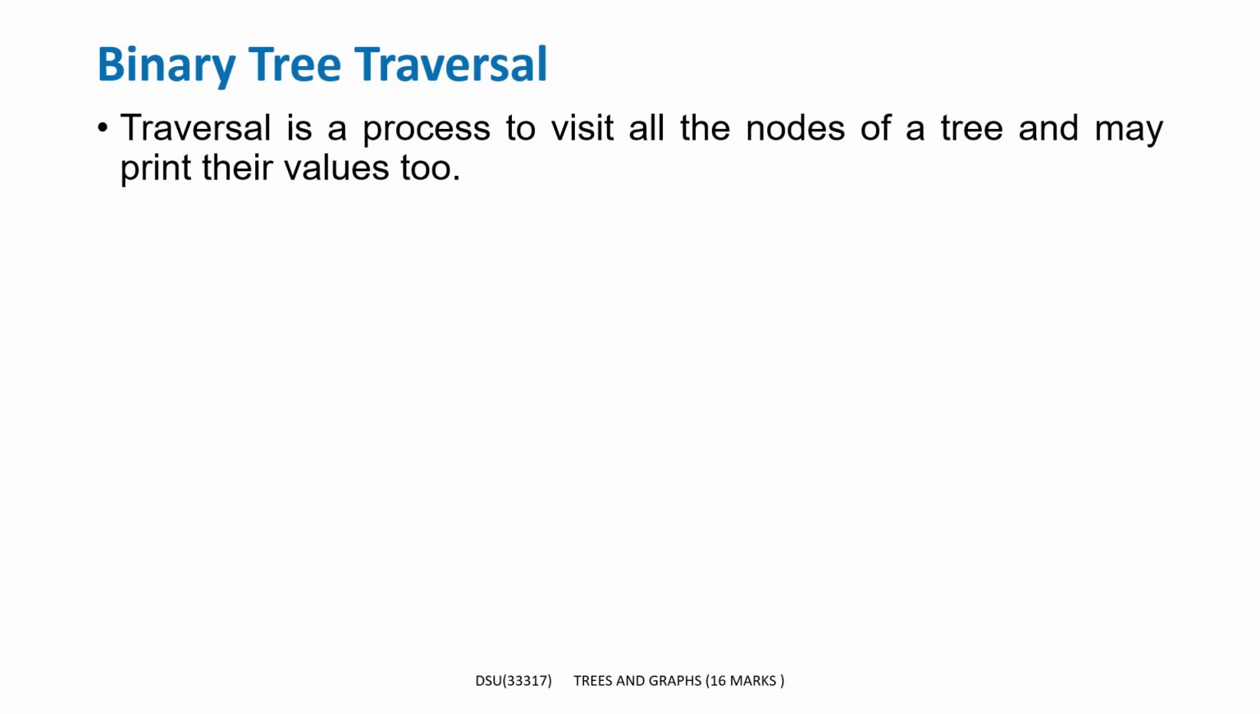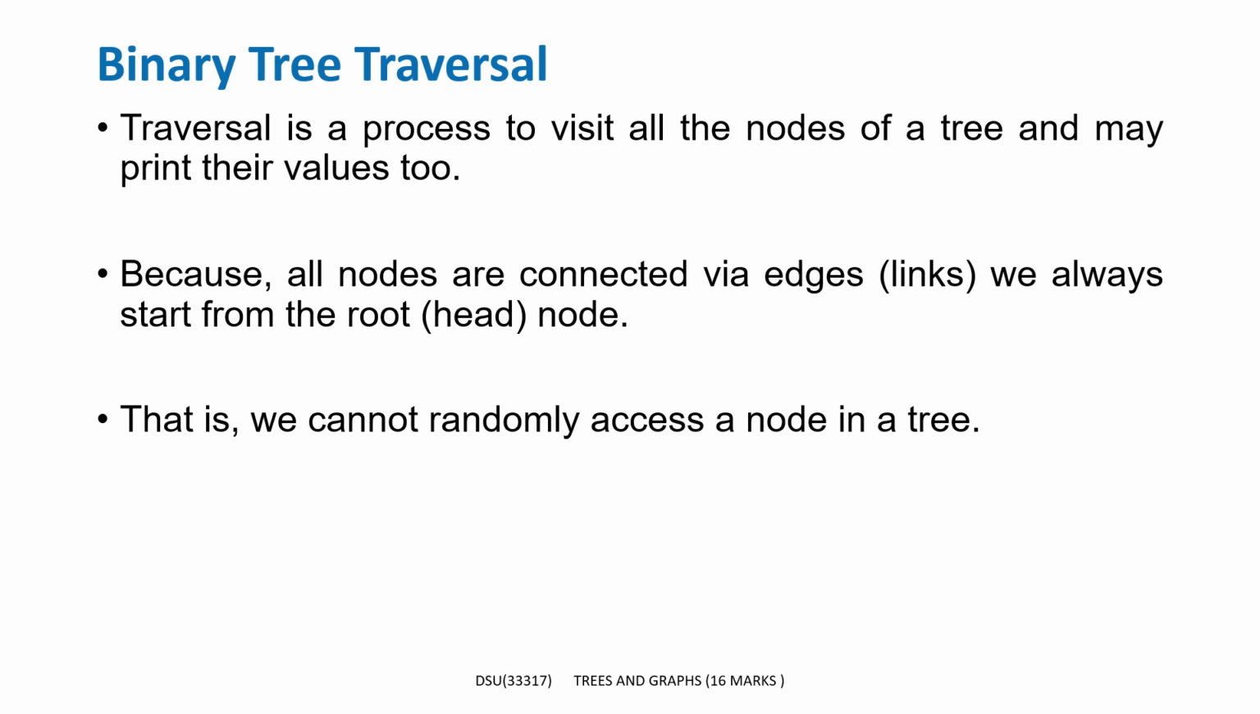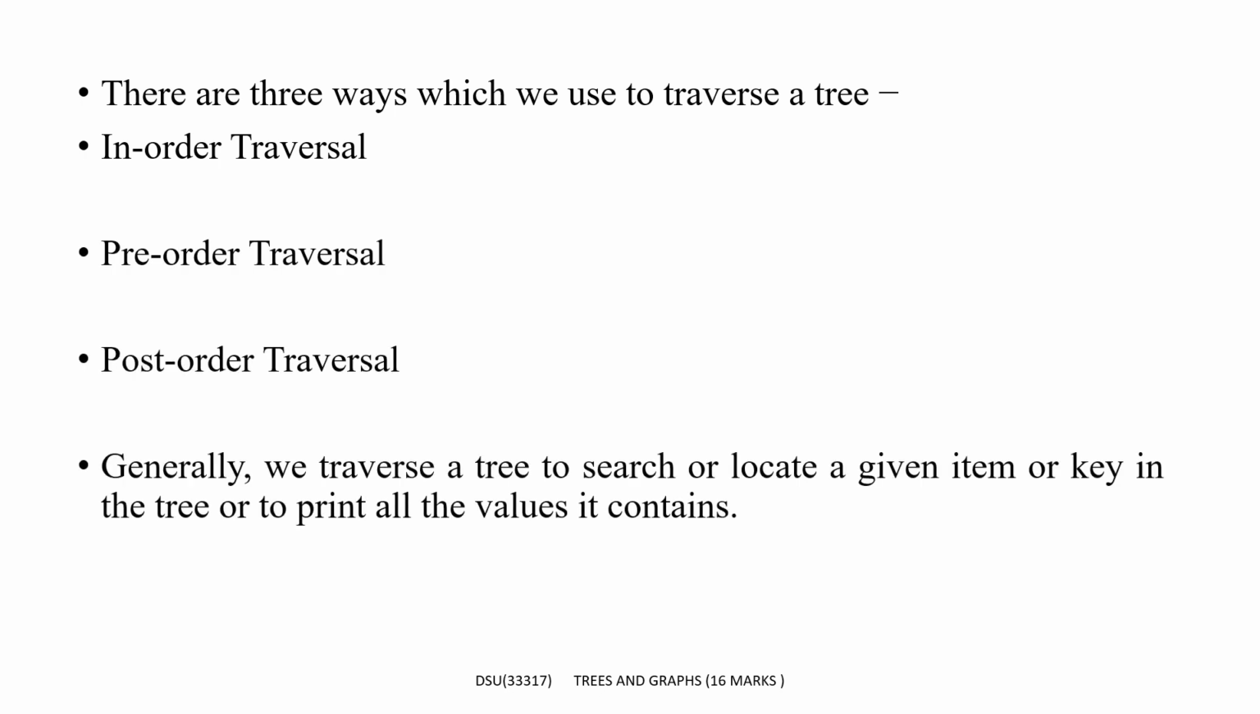Now binary tree traversal. Traversal means visiting each and every node of a tree and possibly printing their values too. Traversing means accessing each and every node in the tree. Because all nodes are connected via edges, we always start from the root head node. We cannot randomly access a node in a tree. There are three ways we use to traverse a tree: in-order traversal, pre-order traversal, and post-order traversal. Generally, we traverse a tree to search or locate a given item or key in the tree, or to print all the values it contains.